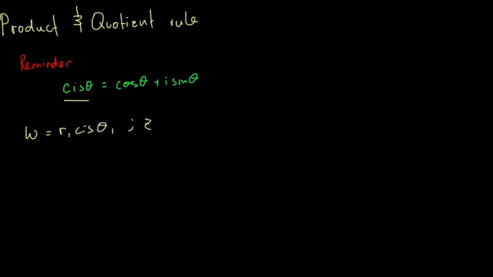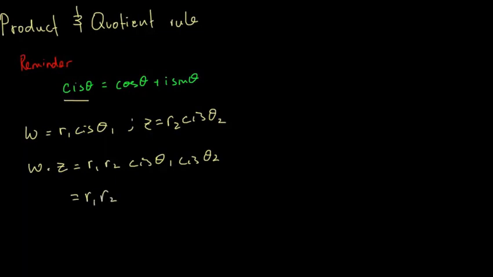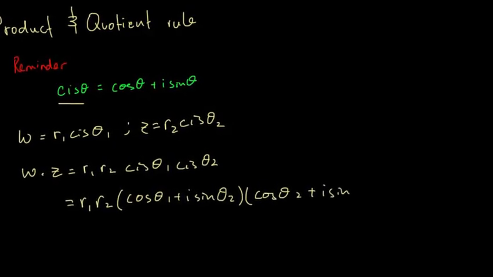Now, what if I have a complex number w = r1 cis theta 1, and then I have another complex number z = r2 cis theta 2. Now what is the product of w multiplied by z? That would be r1 r2 cis theta 1 times cis theta 2. If we expand the brackets, that would be r1 r2 times cos theta 1 plus i sine theta 1, multiplied by cos theta 2 plus i sine theta 2.